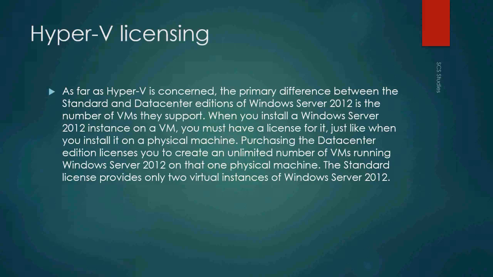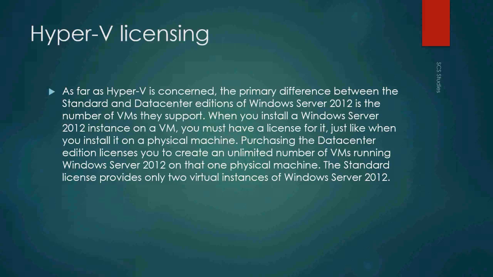When you install a Windows Server 2012 instance in a VM, you must have licensing for it. This is the first thing. So it is a licensed product. You have to purchase a licensed Standard edition or licensed Datacenter edition. Just like when you install it on a physical machine, purchasing the Datacenter edition license allows you to create an unlimited number of VMs running Windows Server 2012.